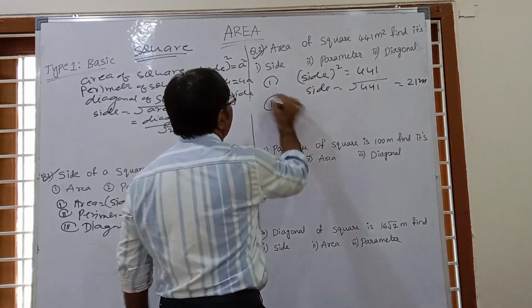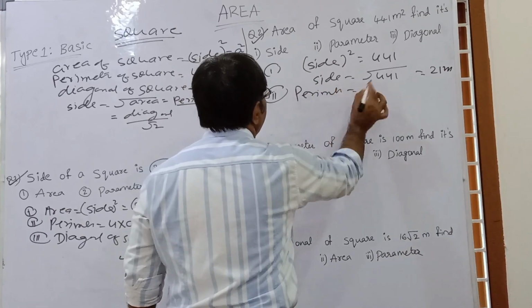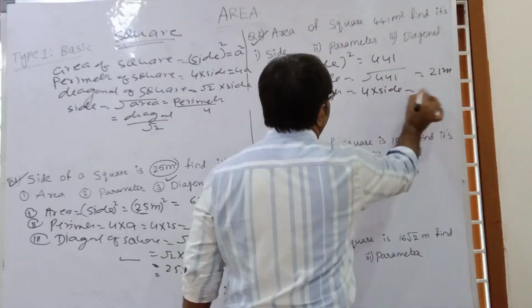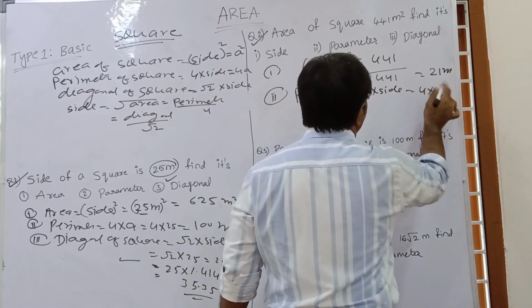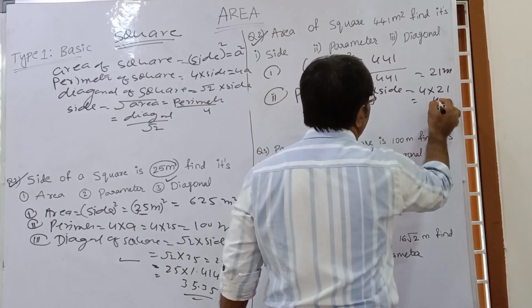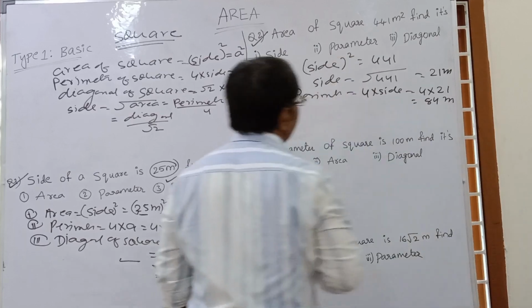Now the second point. The second point is we have to find the perimeter. So you know the perimeter of a square is what? That is 4 into side. So 4 into we have side 21 meter. So 4 into 21, 4 1 ja 4, 4 2 ja 8. So 84 meter is your right answer.